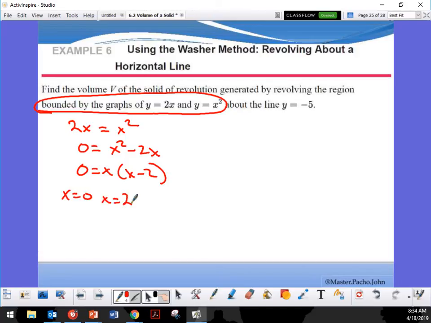Now, this is the important part. It's about this line right here. So I'm going to go through and sketch what this is going to look like, and I highly recommend you do the same thing. But this is just going to be rotating around this line instead of the y-axis, or the x-axis. It's about some other line.